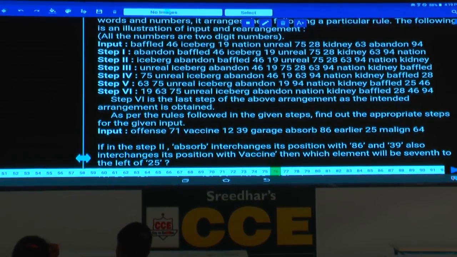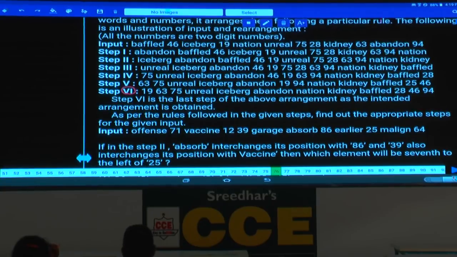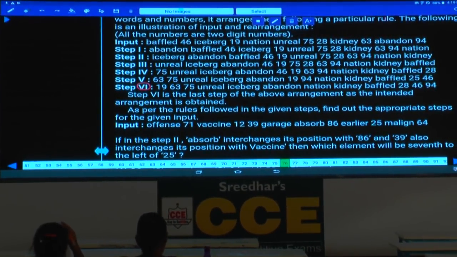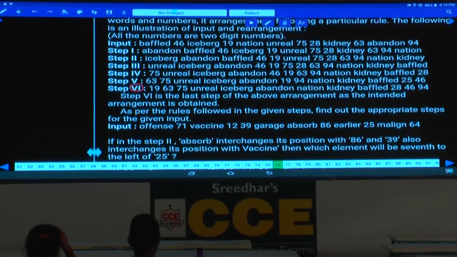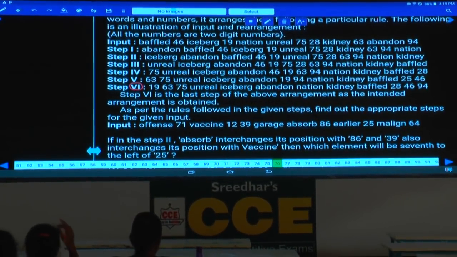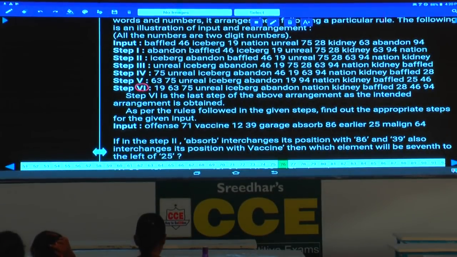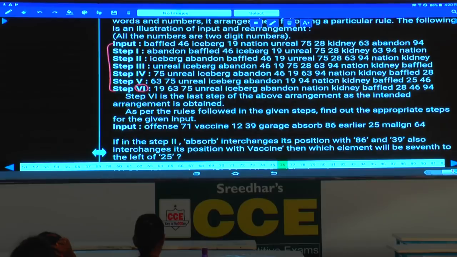How many steps are there? Step 6 has been declared as the final output. That means 12 elements and we are having 6 steps, which implies that in each step exactly 2 elements are being arranged, isn't it? Now check out the logic here. In order to find out the logic, we should always compare the input with the final output.